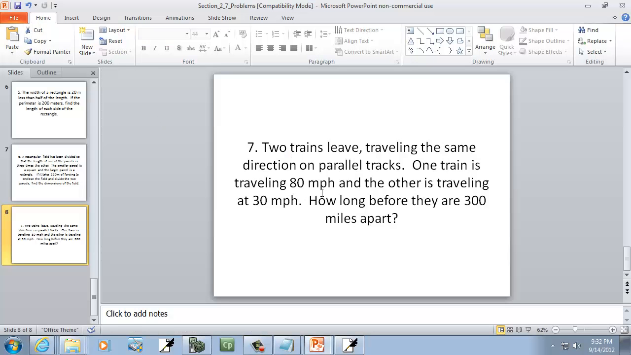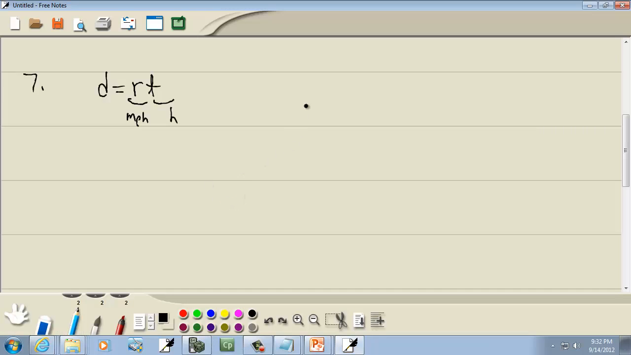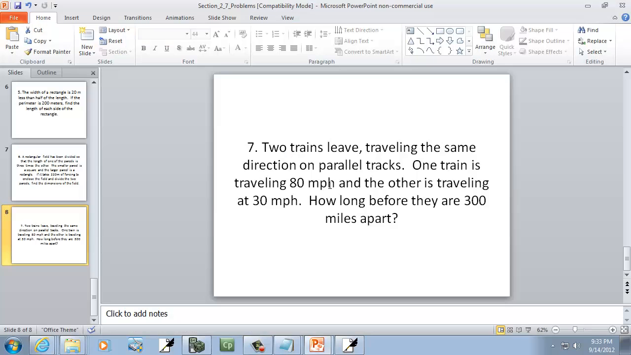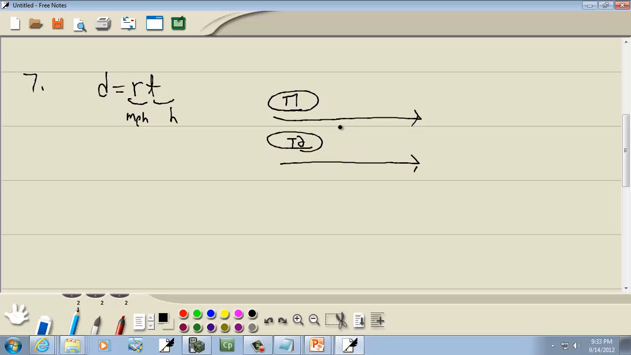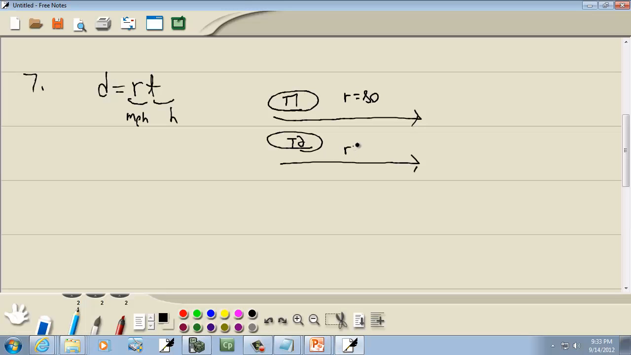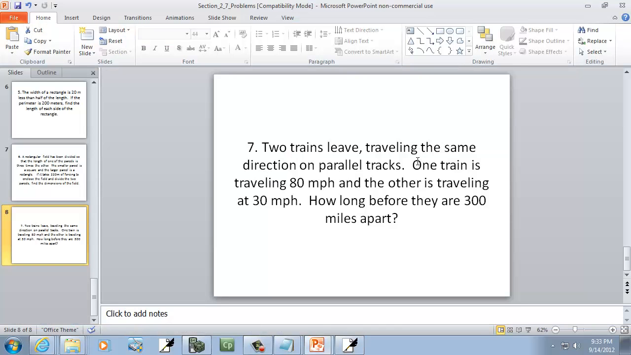Well, let's read this. Two trains leave, traveling the same direction on parallel tracks. This is train 1. And this is train 2. And they're both leaving along parallel tracks. One train is traveling 80 miles per hour. So let's say this one is going 80 miles per hour. And the other is traveling at 30 miles per hour. So this one would be 30 miles per hour. How long before they are 300 miles apart?